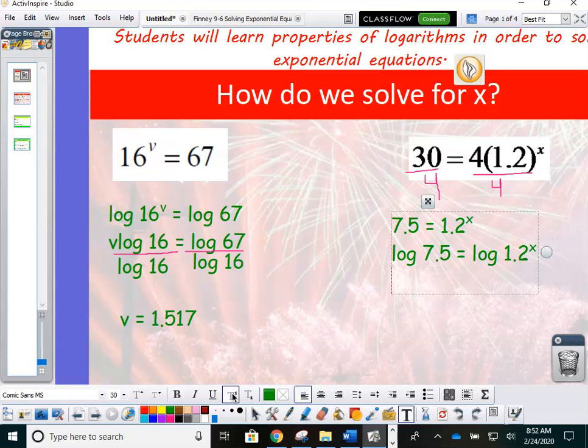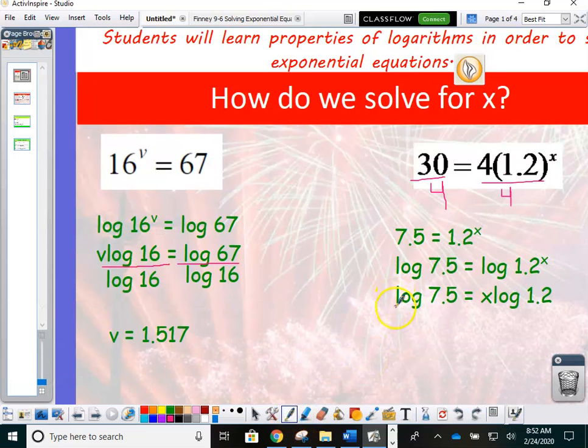And then since we knew our properties, we had the log of 7.5 equals x times the log of 1.2. And then again, we divided both sides by the log of 1.2. So that's what you want to do when you're solving these problems here. Okay?